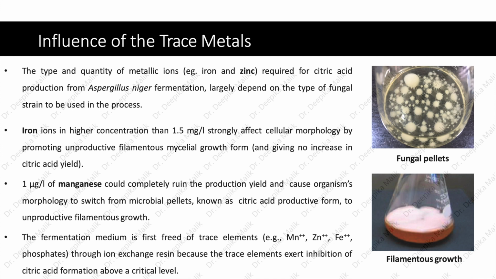The fermentation medium is first freed of trace elements, for example manganese, zinc, iron or phosphates, through ion exchange resins because the trace elements exert inhibition of citric acid formation above a critical level. Therefore, the presence of these trace elements beyond a certain limit is not suitable for the production of citric acid.